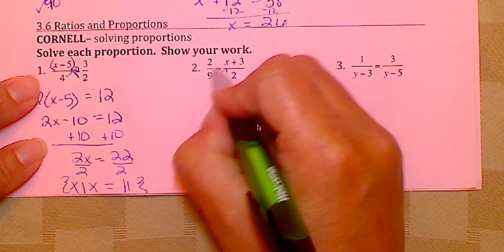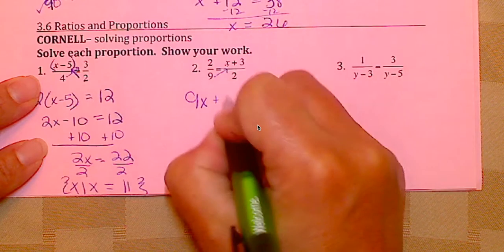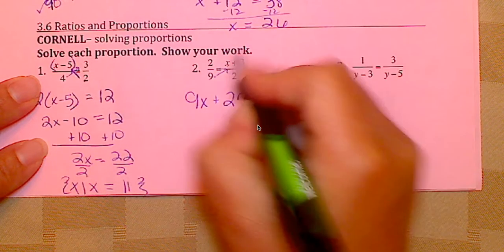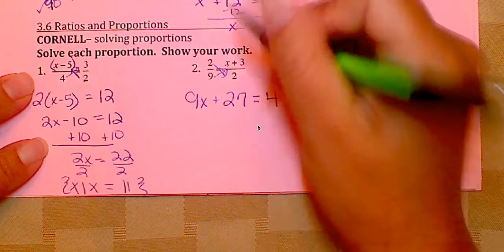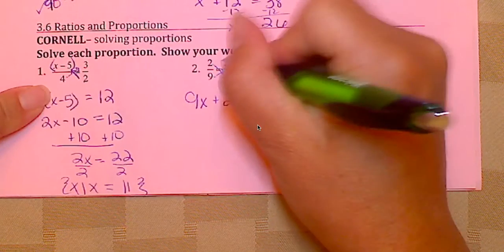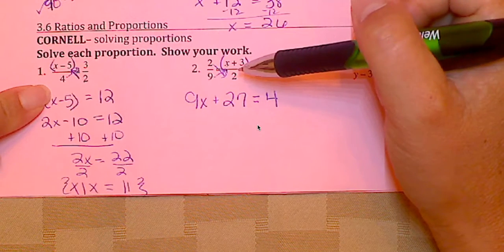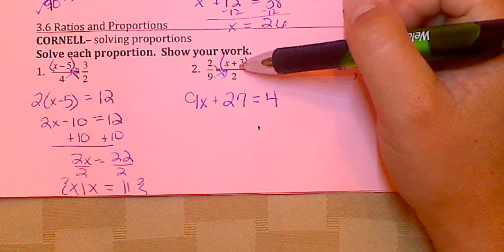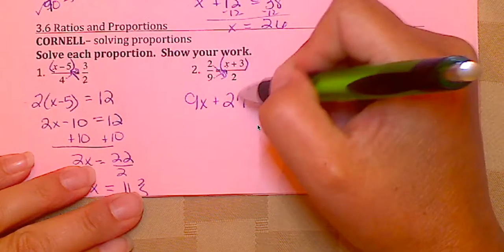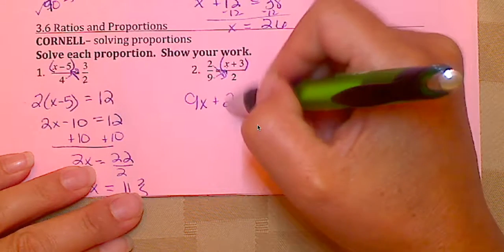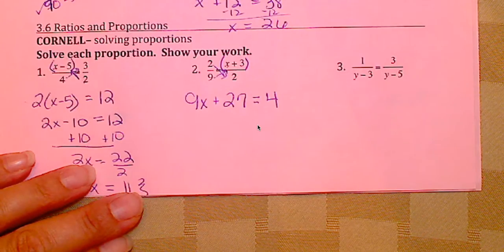So 9 times x is 9x, plus 9 times 3 is 27. When I cross multiply this way, 2 times 2 is 4. So still, if you want to skip this step, that's fine, but it still might be helpful for you to put that binomial, that's called a binomial, in parentheses, so that you remind your brain that you have to distribute it. The most common mistake is to write 9x plus 3 and just bring that 3 down instead of distributing to it. So don't make that mistake.